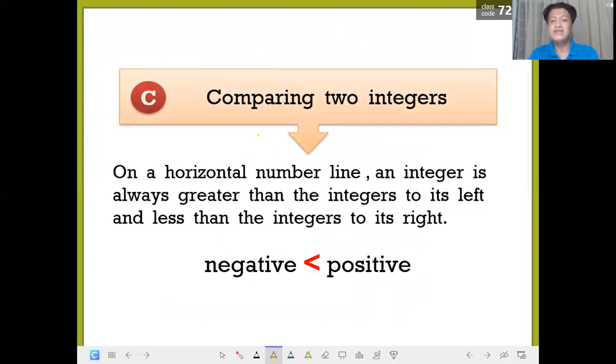Okay. So dito sa ating comparing of integers, meron tayong tinatawag na on a horizontal number line, an integer is always greater than the integer to its left and less than the integer to its right. Kaya nga kung titignan natin, di ba, yung negative is always less compared to its positive. Ibig sabihin lang lahat ng positive ay mas malaki po yung value niya compared sa negative. Okay. Pero kapag both positive yan, syempre kung sino yung mas malayo sa zero, siya yung mas malaki yung value. Pero sa negative naman, kung sino yung mas malayo sa zero, yun ang magiging mas maliit.